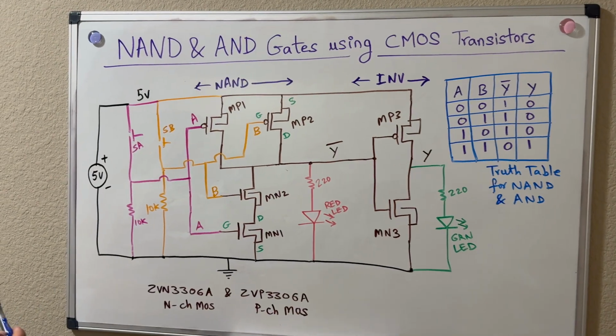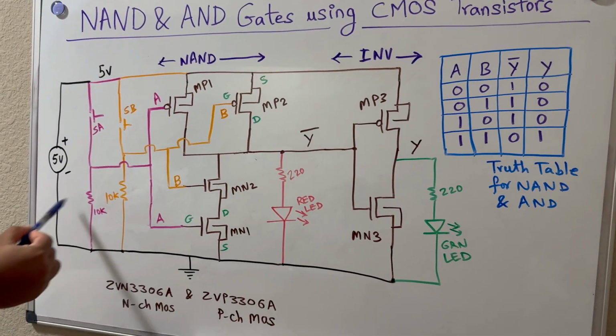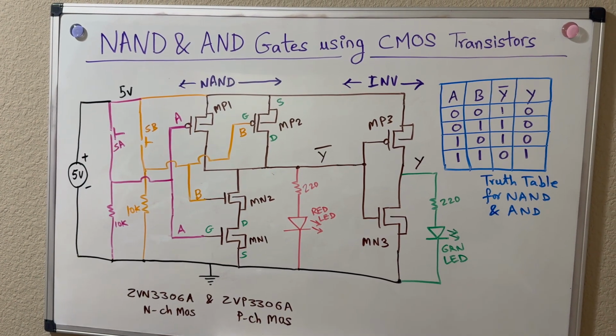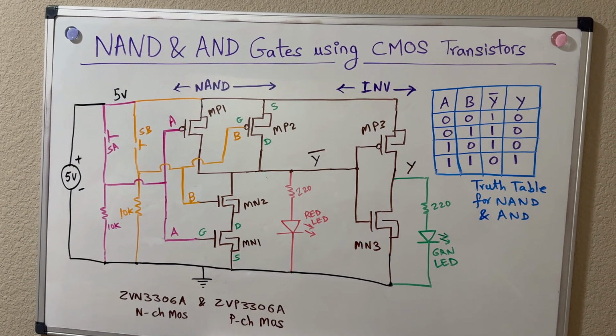For the toggle switches, we have 2 10K resistors towards ground, and that's just so that when neither of the switches is being pressed, they both stand at low.